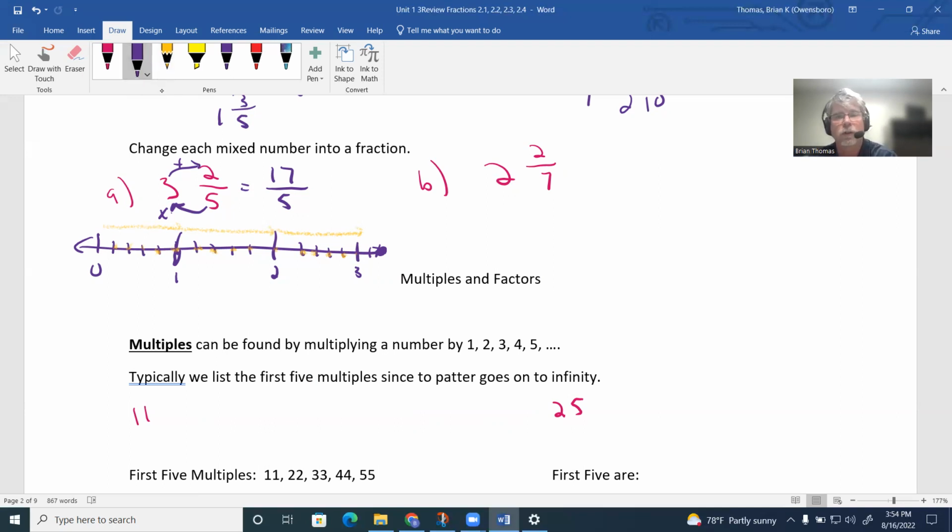Using some shortcuts, if I want to change 2 and 2/7 into an improper fraction, this mixed number, just multiply the 2 times the 7 and then add the 2. So we go around the horn, and that becomes my new numerator. So 2 times 7 is 14, plus the 2 gives me 16. So 16/7 will become my improper fraction.